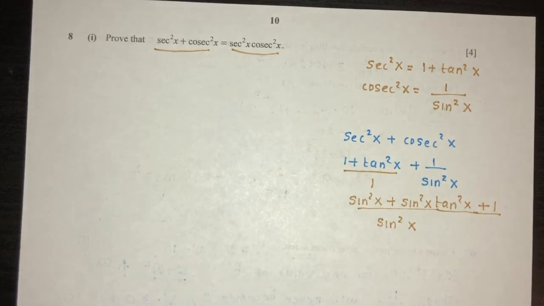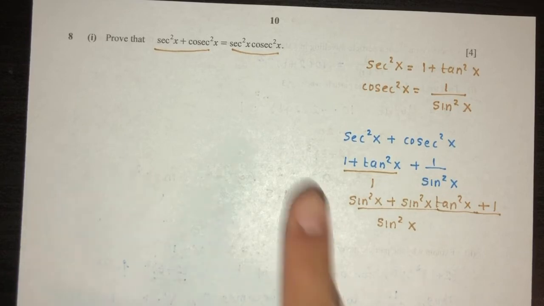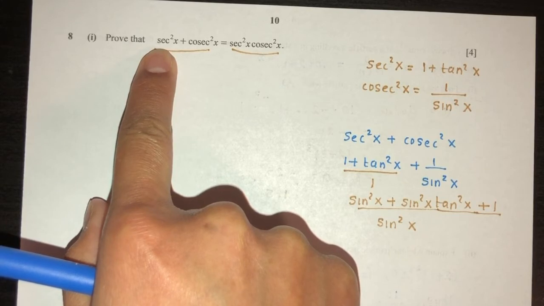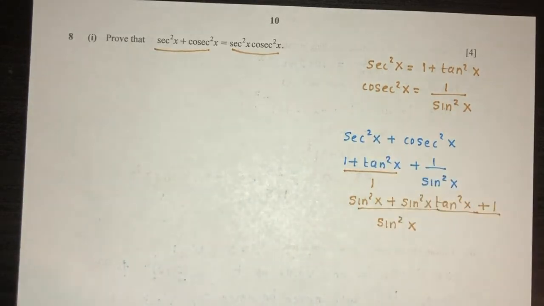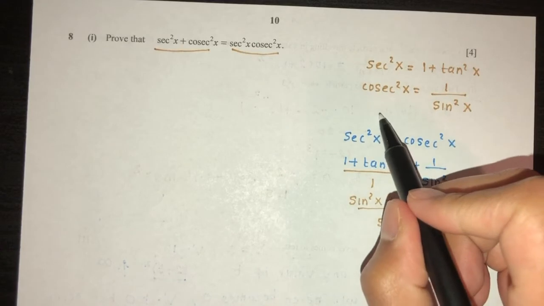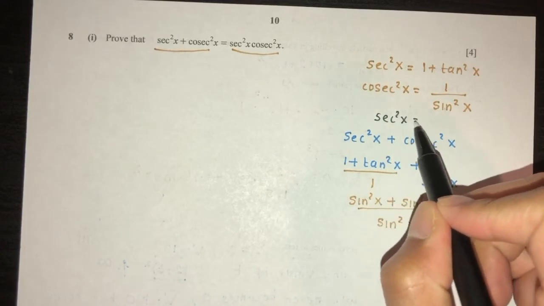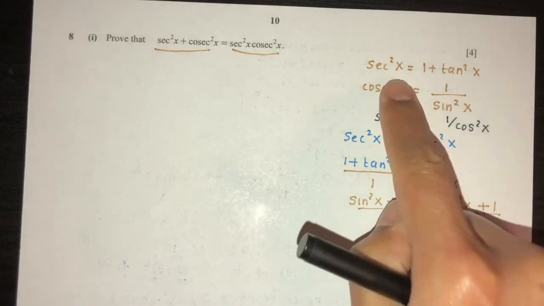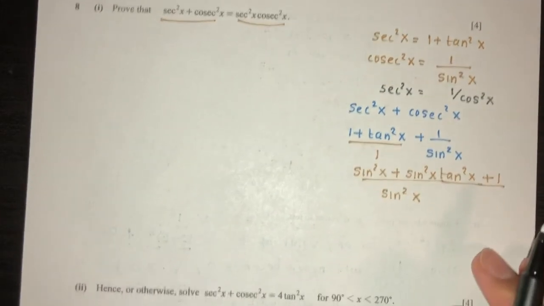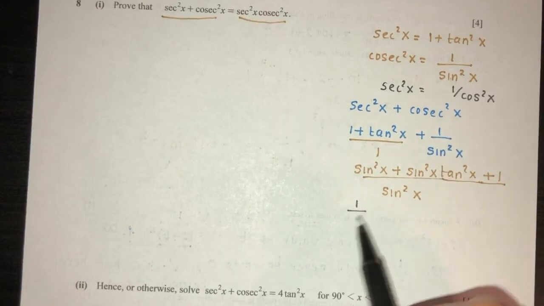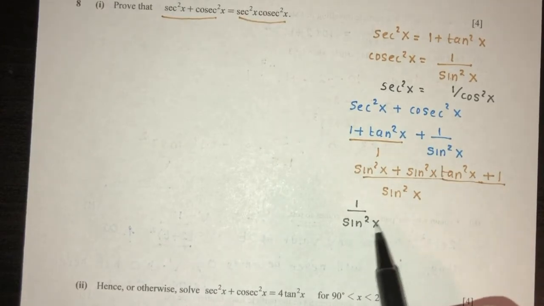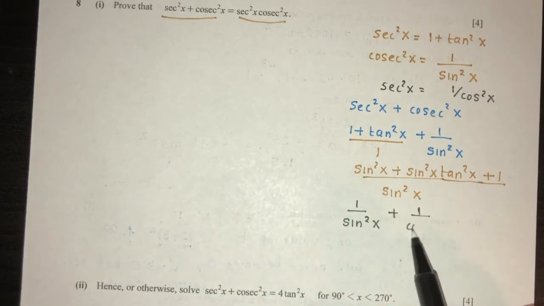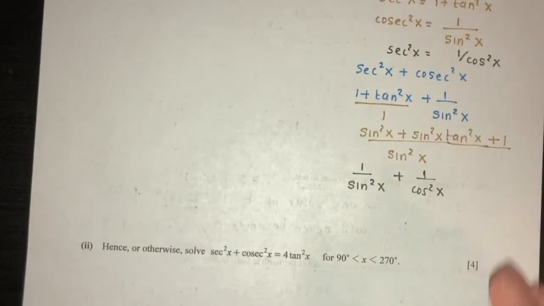So okay, one thing I could have done here is, if you observe, what is also sec square x? You have to know that sec square x is also equal to 1 over cos square x. What if I did this instead of this? Let's see what happens. You would have 1 over sin square x plus 1 over cos square x, right? In that case, it seems it will be working.